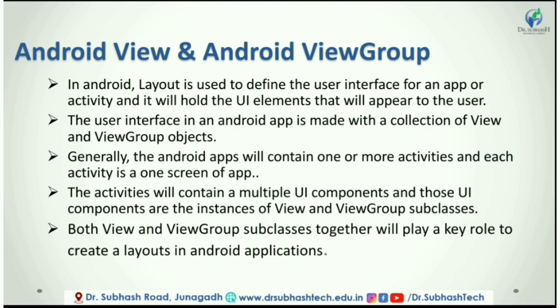In Android, layout is used to define the user interface for an app or activity, and it will hold the GUI elements that will appear to the user. The user interface in an Android app is made up of a collection of view and view group objects. Generally, Android apps will contain one or more activities, and each activity is one screen of the app.